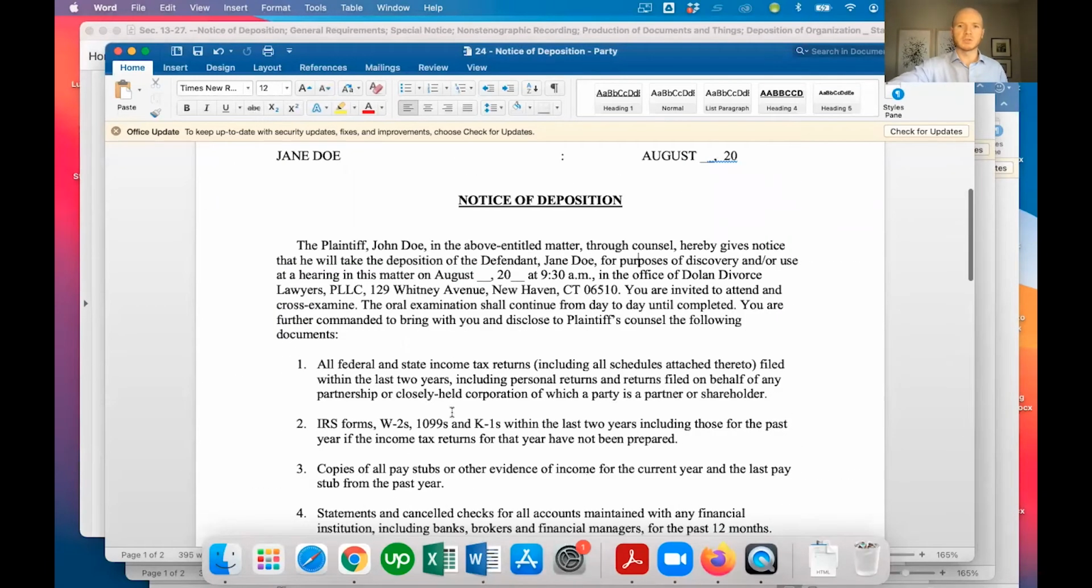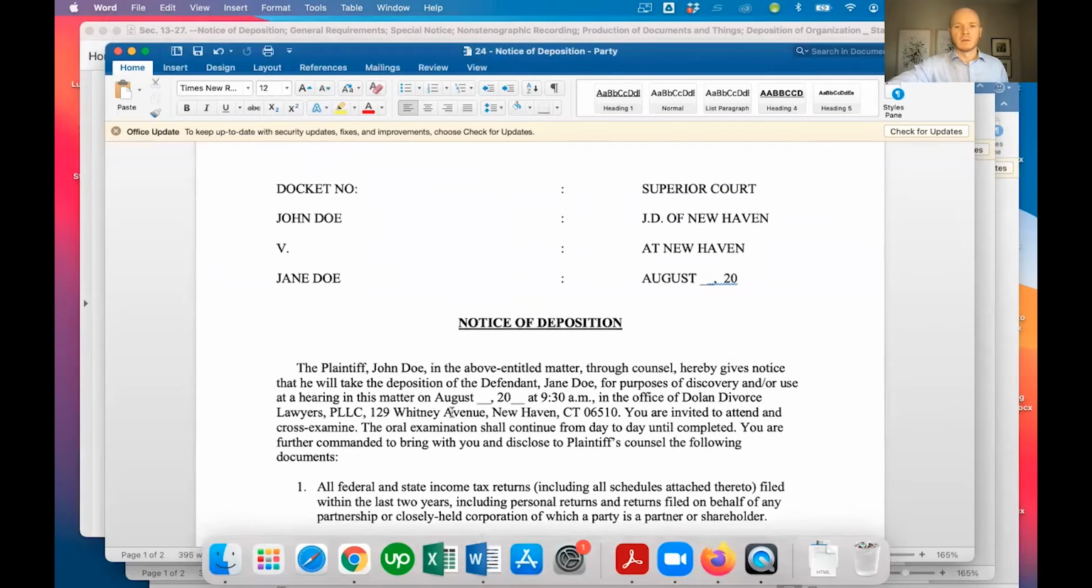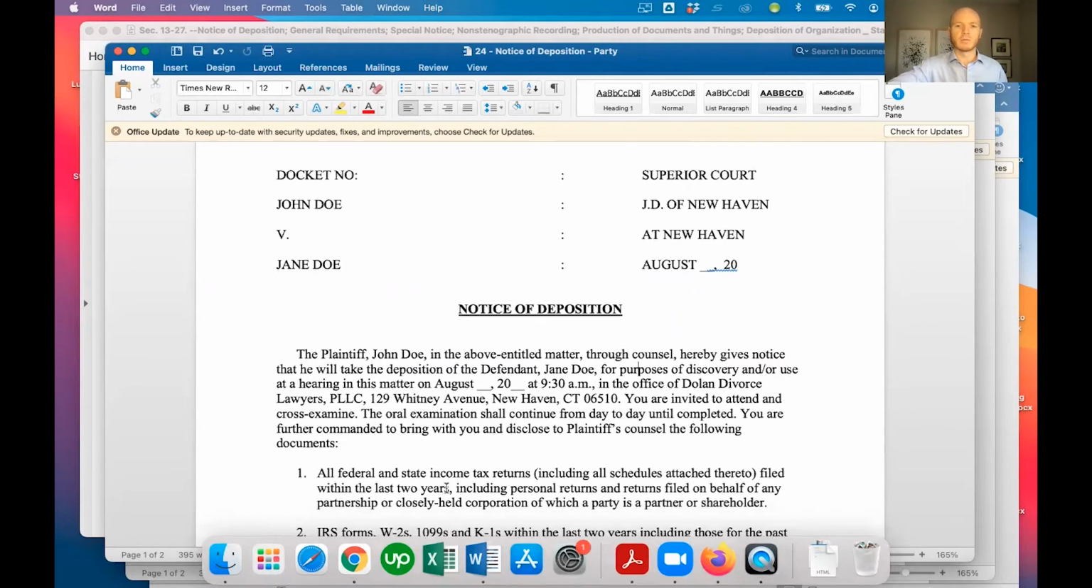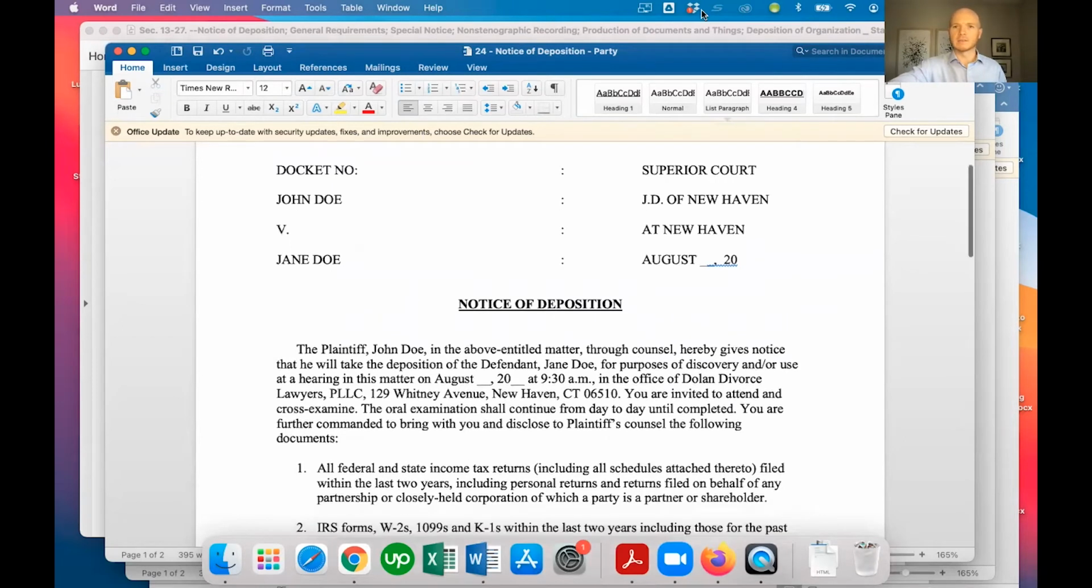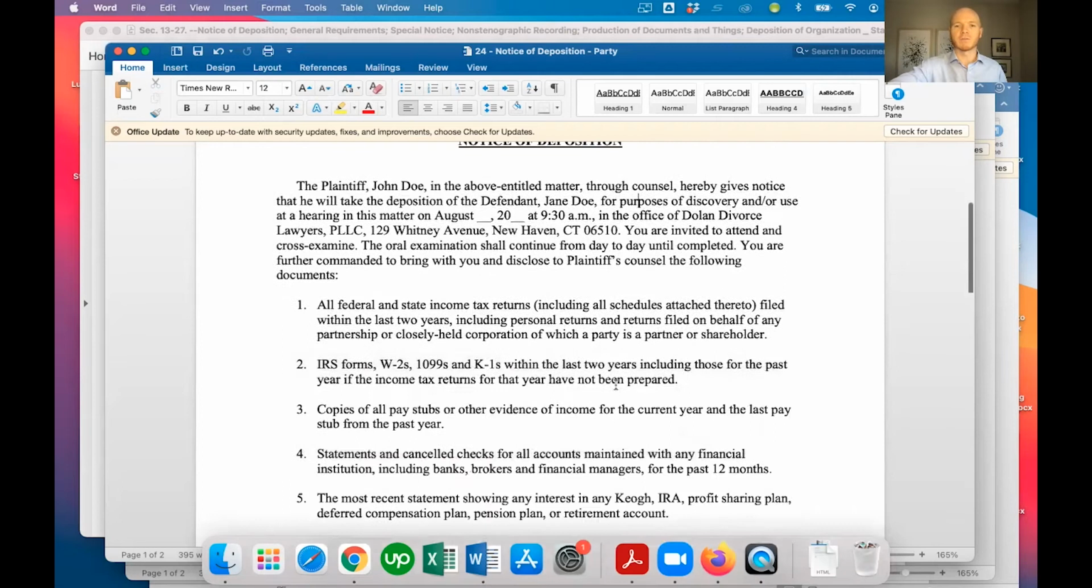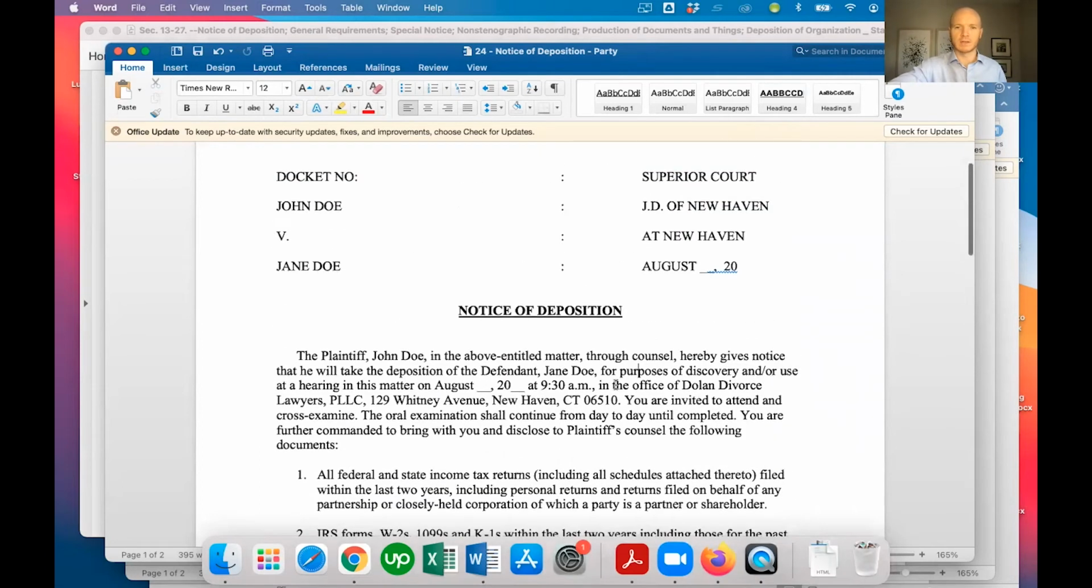So for a deposition of the other party, you don't have to serve a subpoena or anything like that. Generally speaking, you can just serve the other lawyer, or if they're self-represented, serve the self-represented individual with a notice of deposition. And as it said in the practice book section, you don't actually file this with the court, you just send it to the other lawyer. So that is doing a deposition of an opposing party.